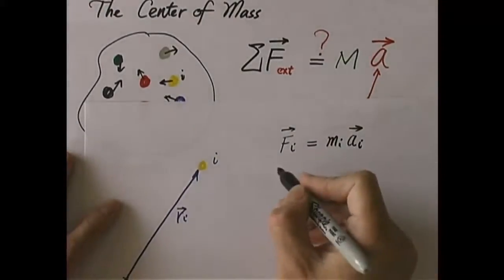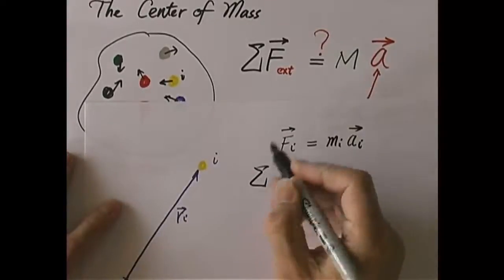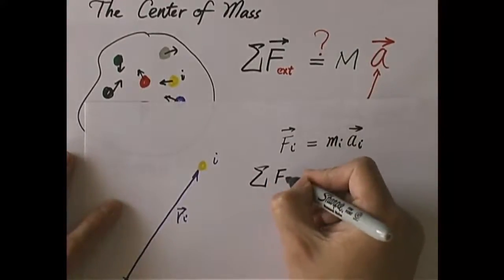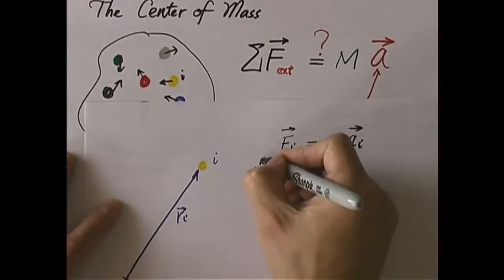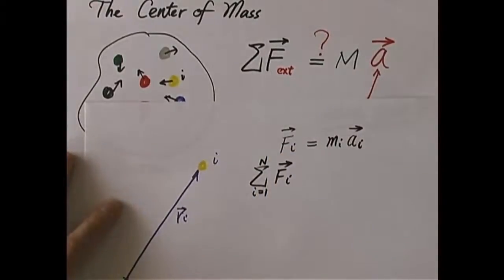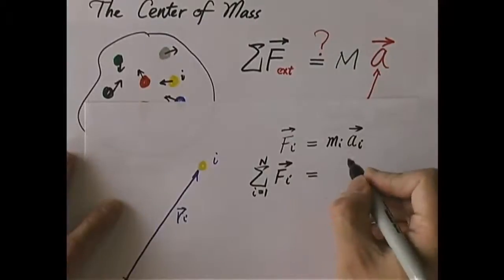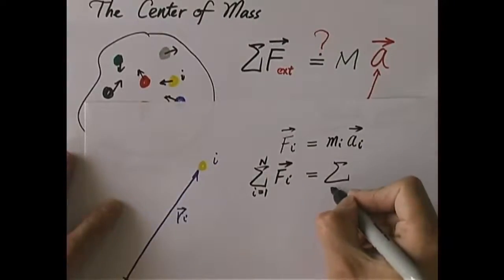So let's do that. Let's sum over all the equations, okay? i goes from 1 to n if there are n particles. And that should be equal to the sum of the right-hand side, right?